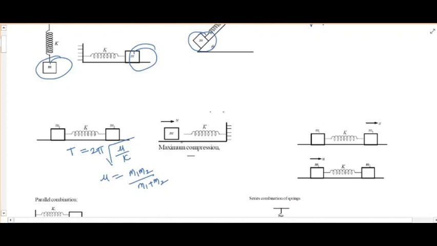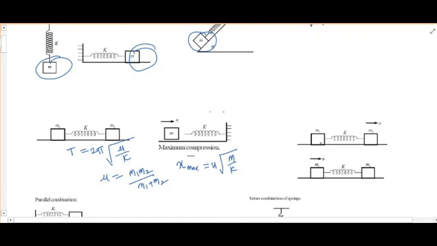See here, this is a spring of spring constant k, one end is attached to the fixed wall and there is an object of mass m, moving with velocity u. In this case, when this block hits the spring, what is the maximum compression in the spring? Therefore maximum compression, x max is equal to u into square root of m by k.